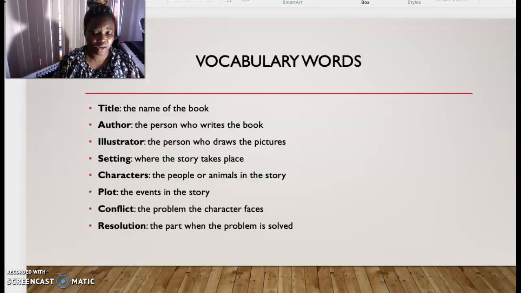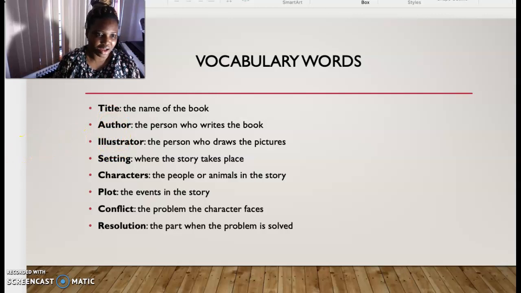Next, I have vocabulary words. If you notice, our vocabulary words are actually the story elements that we are teaching in the lesson. So it is very important that we lay emphasis on this, so that the kids understand all these words.